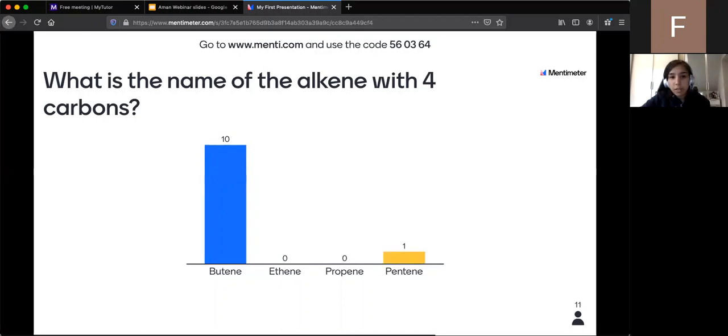Good. I think most people are getting it right. Yep, it's butene, not pentene. People that are saying pentene, pentene is 5 carbon atoms. You might be getting confused because pentene is the 4th alkene, but it's got 5 carbon atoms. So this is specifically what's the name of the alkene with 4 carbon atoms, which is butene. So well done, everyone.